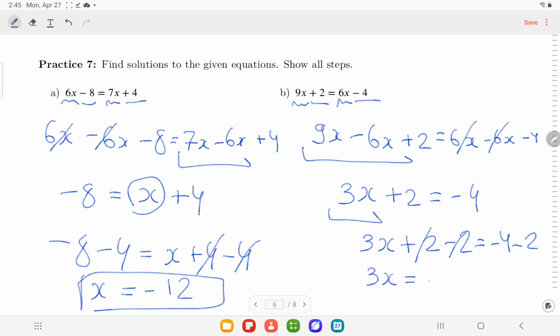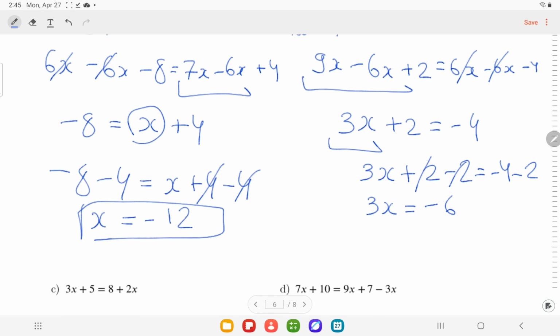And we end up with 3x equals negative 6. And then finally, to isolate our x, we want to divide each side by 3. And we end up with negative 2.